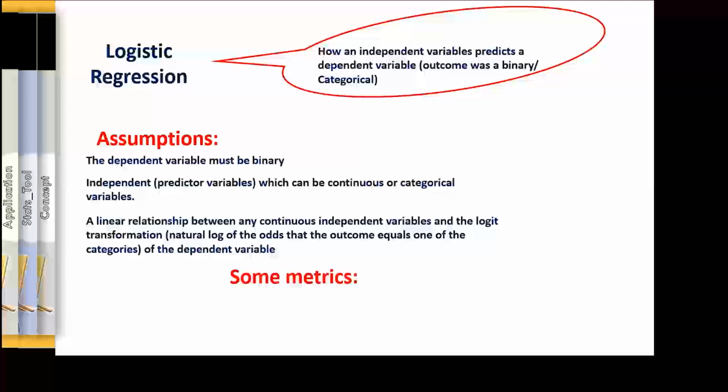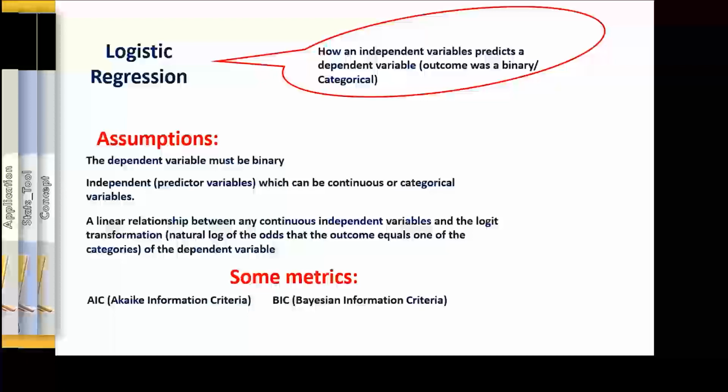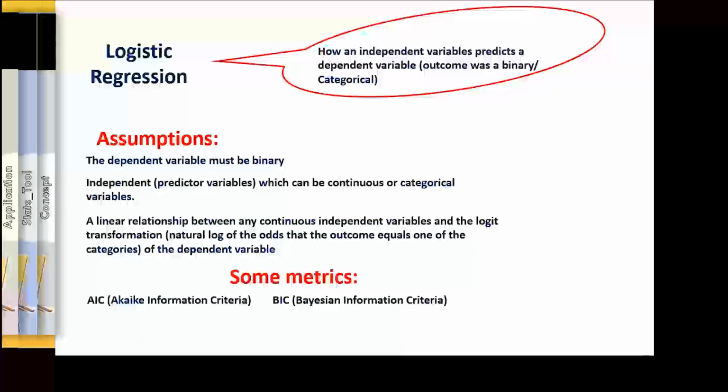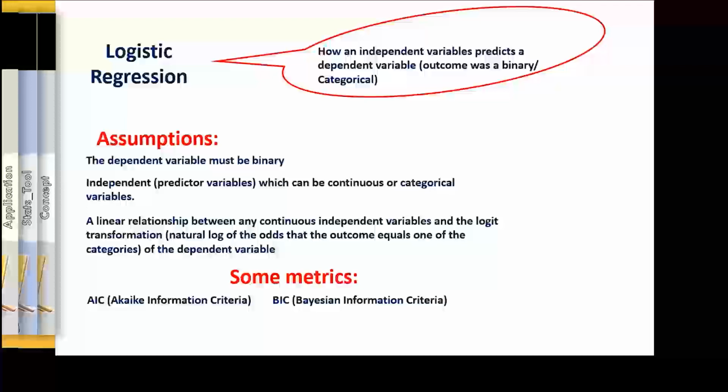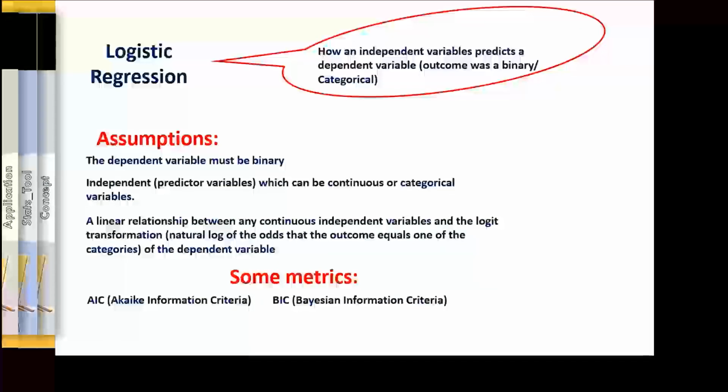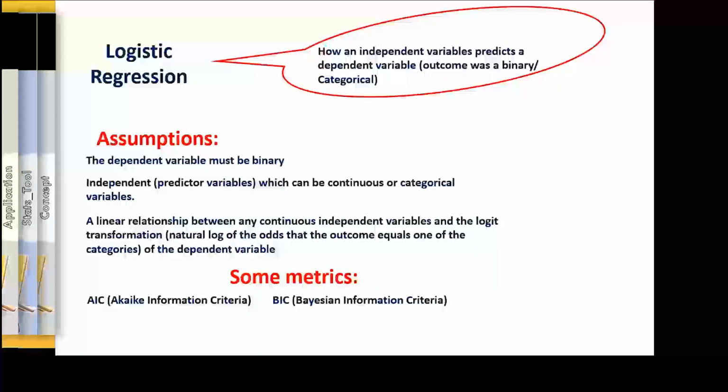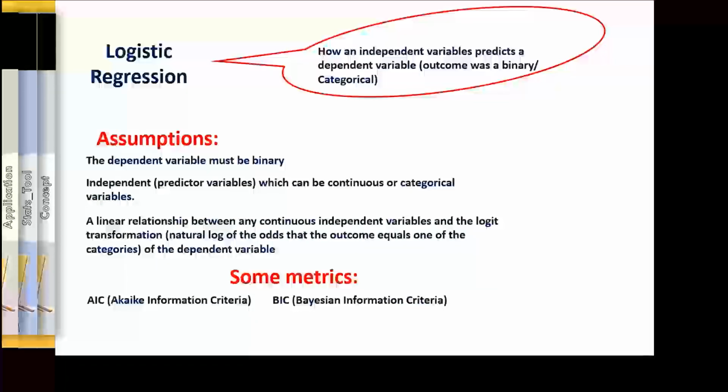Now, there are some basic matrices that are calculated when one is undertaking a logistic regression. Some of them include the AIC and the BIC. The AIC is the Akaike information criterion and the BIC is the Bayesian information criterion. These two information criteria basically help one to measure the fit of the model, and the best fits always have the lowest values of AIC and BIC.